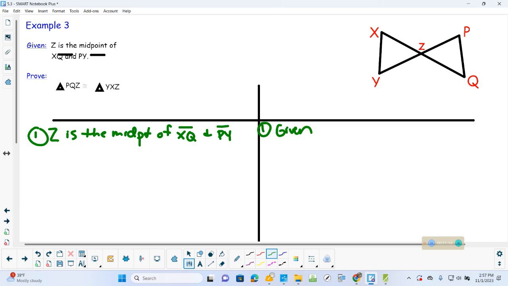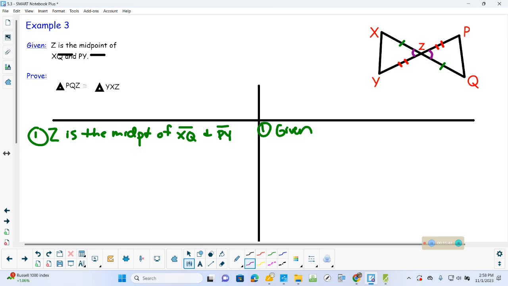So it says Z is the midpoint of XQ. So these 2 sides are congruent. Cuts that guy in half. It also says Z is the midpoint of PY. So these halves are congruent. Now I always mark on the picture first. Clearly we're using side angle side, no mystery here. We have our angles in the middle congruent because they're what type of angles?